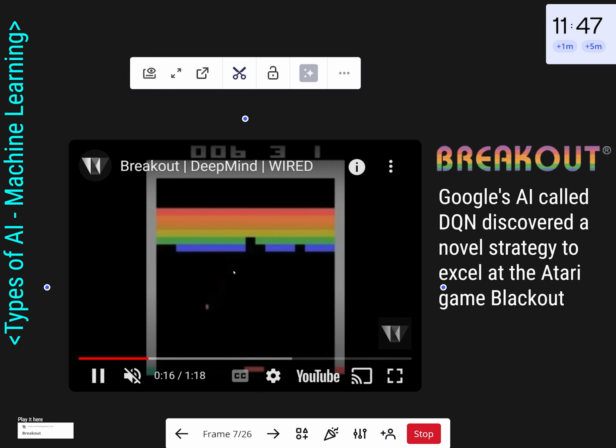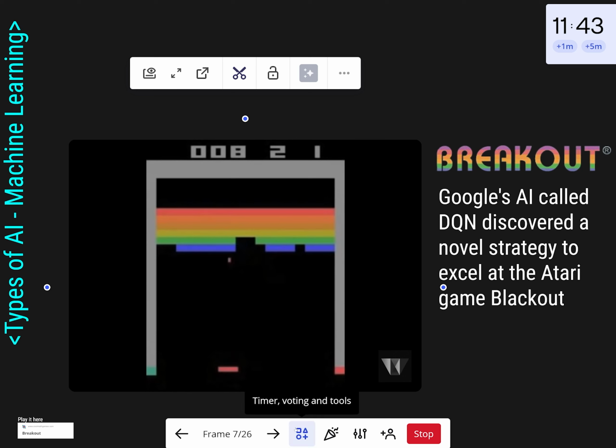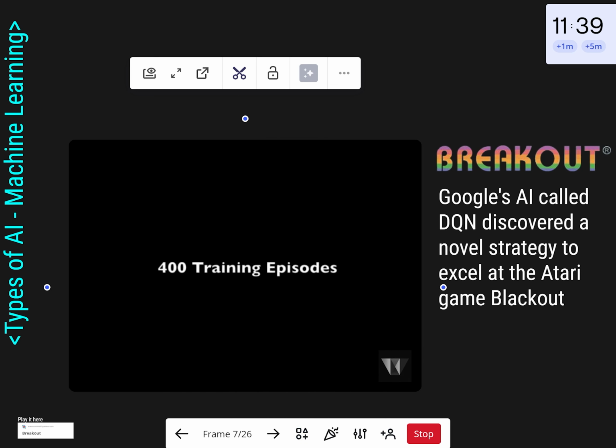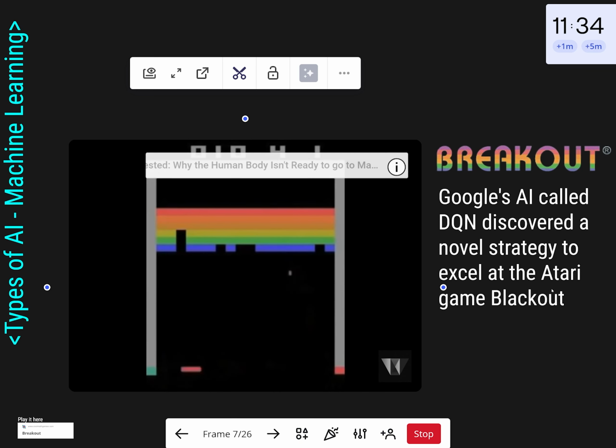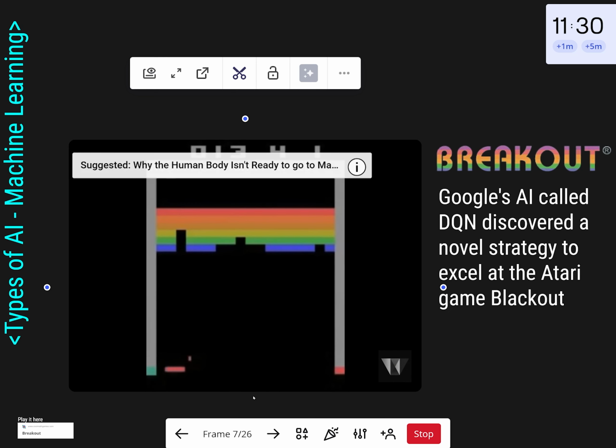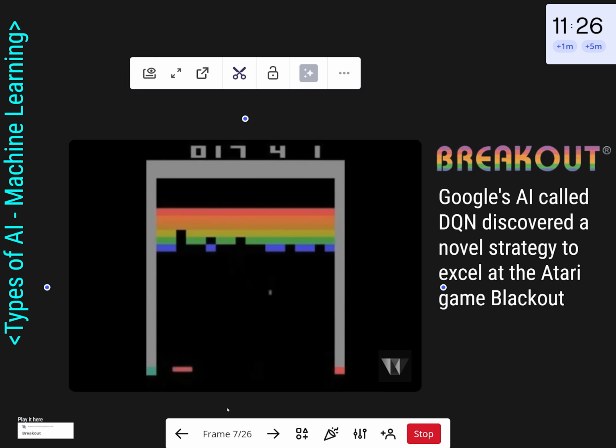Basically, you're trying to hit the ball to break these blocks, and you're trying to do it as efficiently as possible. And in this case, the AI is the one that's controlling the paddle. So this is an example of machine learning where the AI learns that if you let the ball go below here, you lose. So try and keep it there.